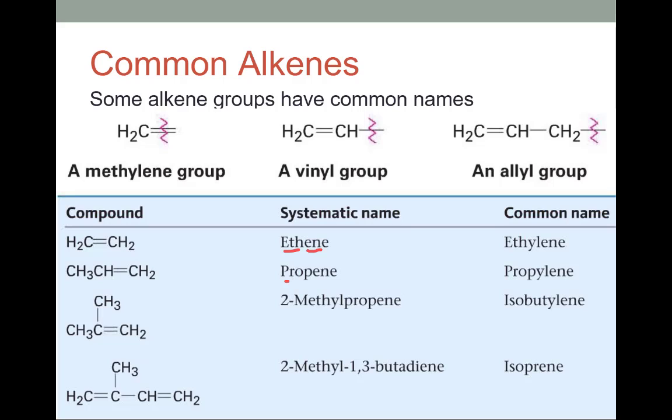Same thing here. Prop is our 3-carbon prefix. Ene, that's this molecule on the left, propene. But again, you'll hear it called propylene quite a lot. The 2-methylpropene molecule here, you can see how that functional group would look. So we'd have carbon 1 over here, 2 with the methyl group, and 3. This is an isobutyl arrangement, and it's gotten the common name isobutylene.